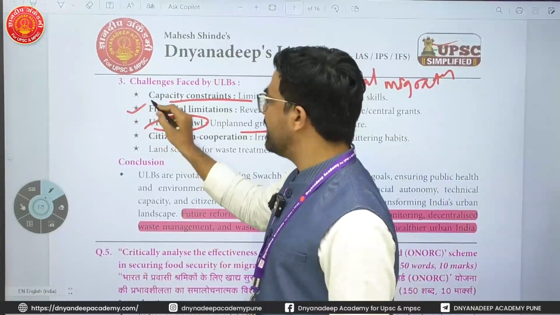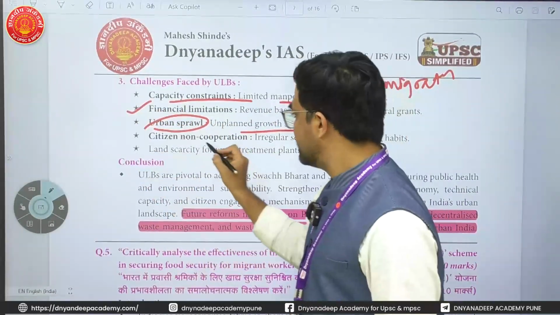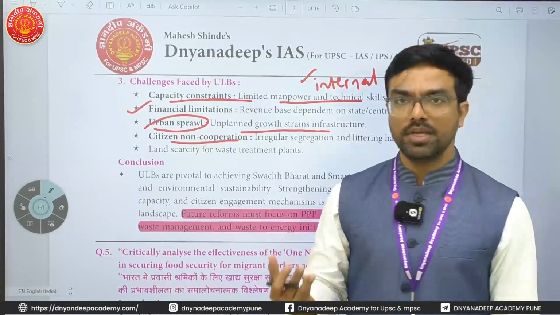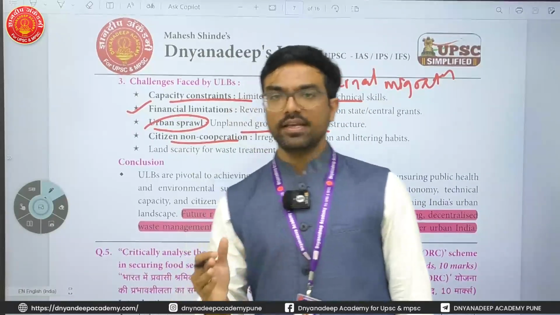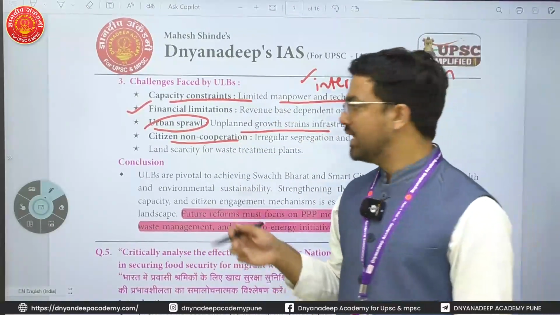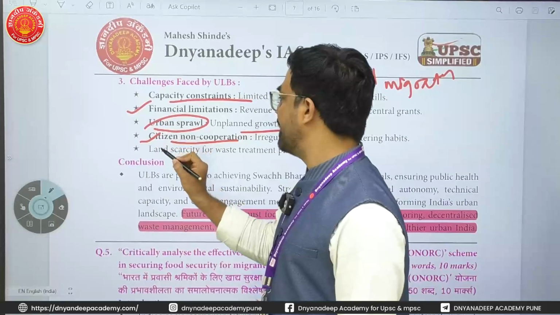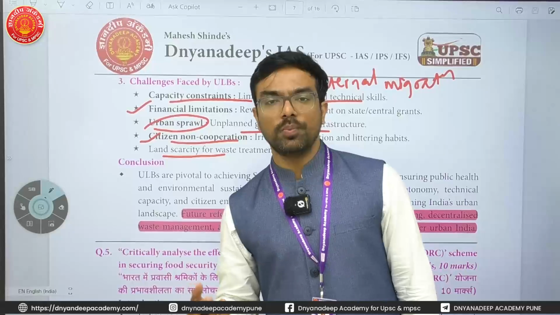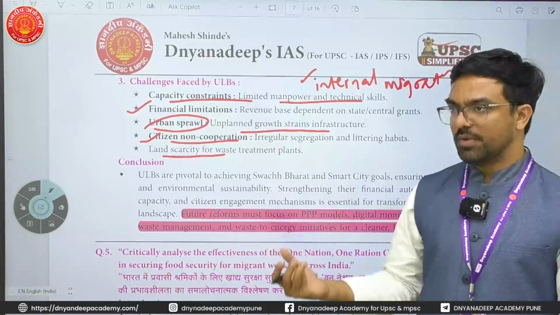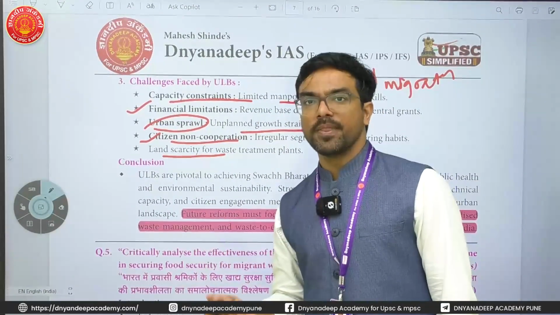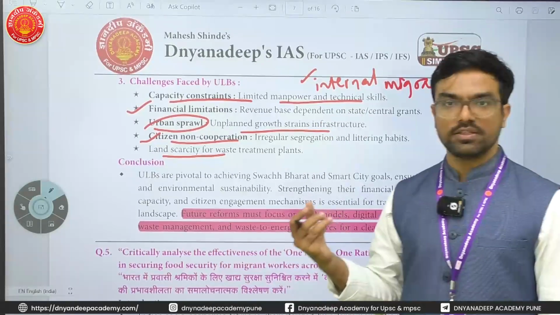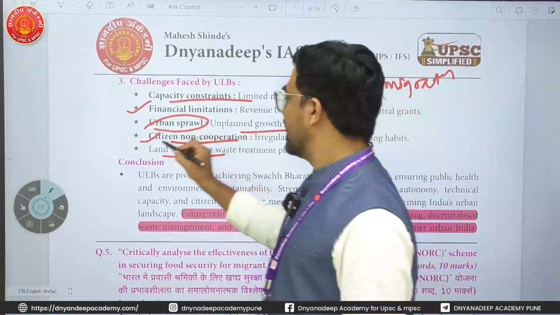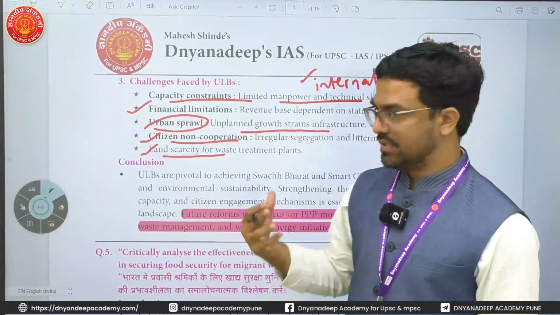There are financial limitations. Also there is citizen non-cooperation: still many societies or many people do not segregate degradable and biodegradable waste. And there is land scarcity. Where should the government establish a sewage treatment plant or a solid waste management plant? Because it creates bad smell, people do not like this in their vicinity. Because of this there is land scarcity.